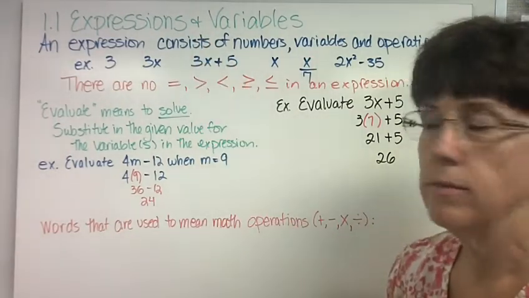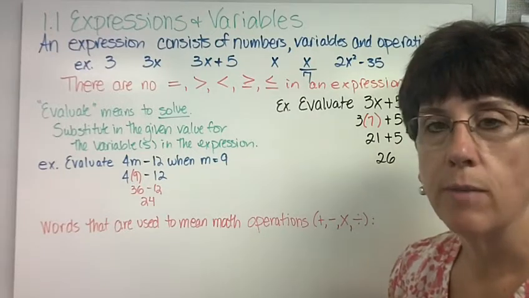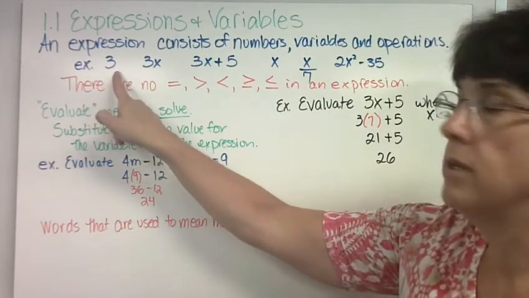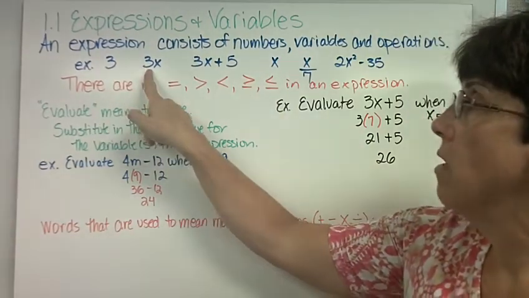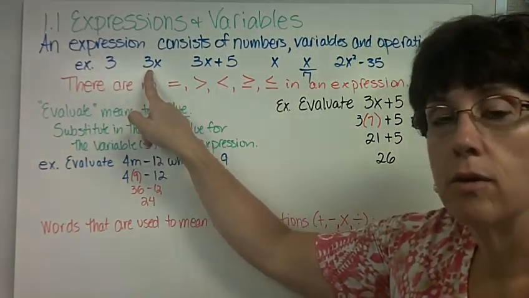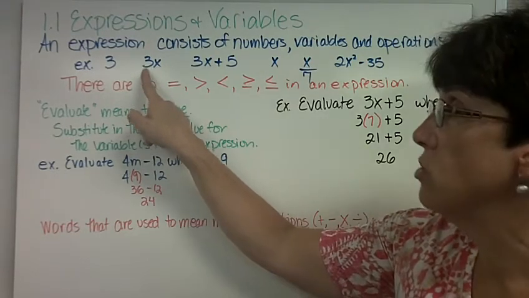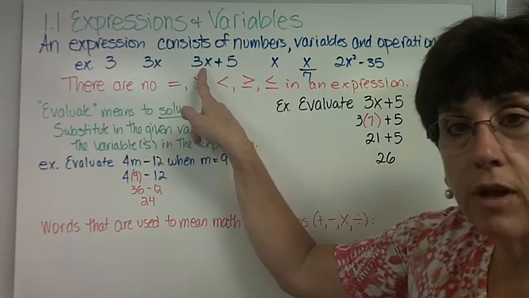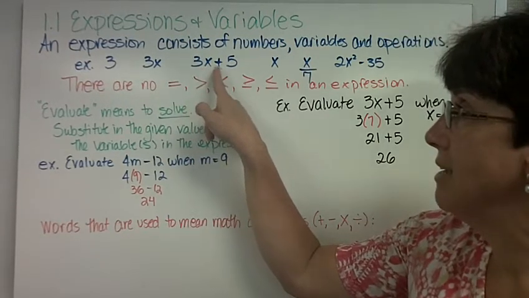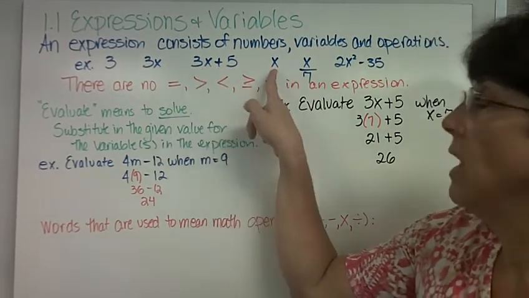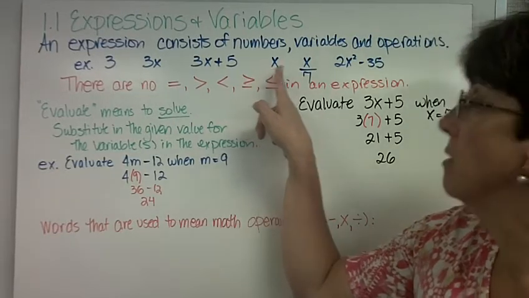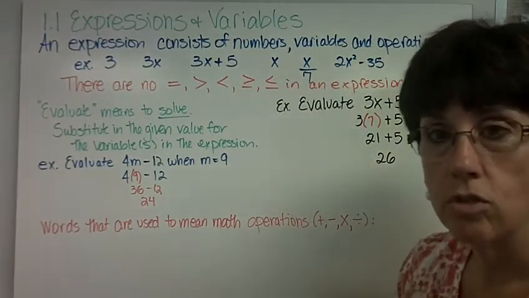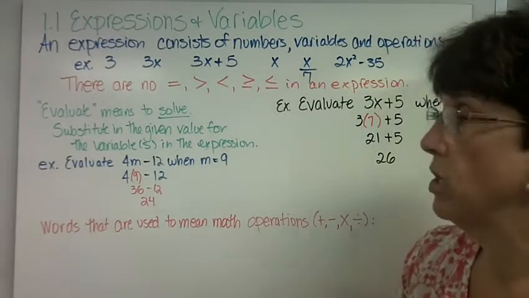Expressions and variables. An expression consists of numbers, variables, and operations. For example, the number 3. 3 times x. We don't usually say the times, we usually just say 3x, but there is an operation there. 3x plus 5. An operation you see, an operation you don't see. Just a variable, x. X divided by 7. 2x squared minus 35. Those are all expressions.